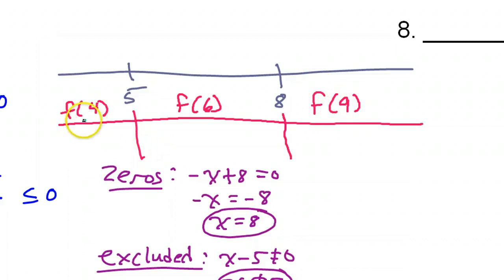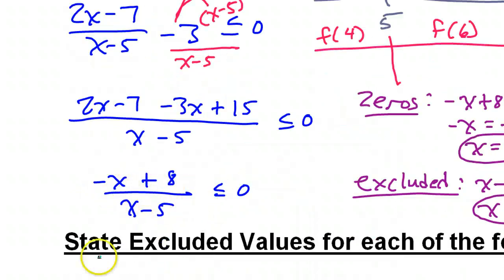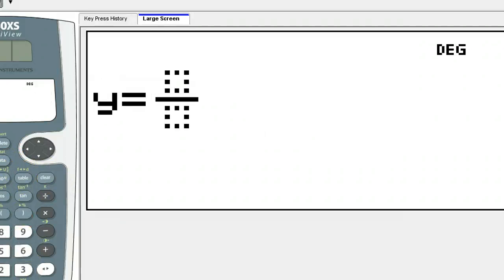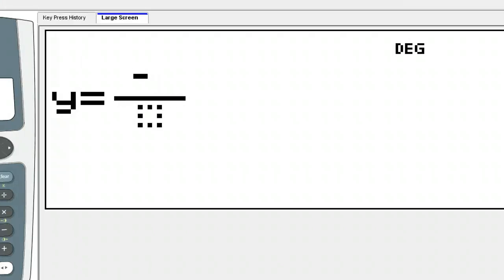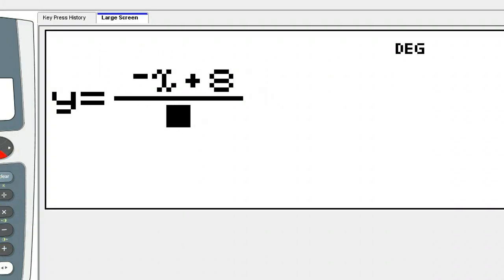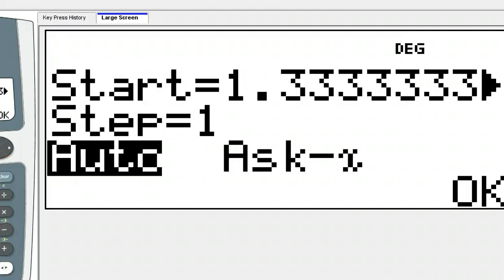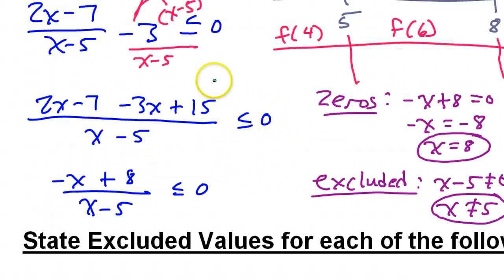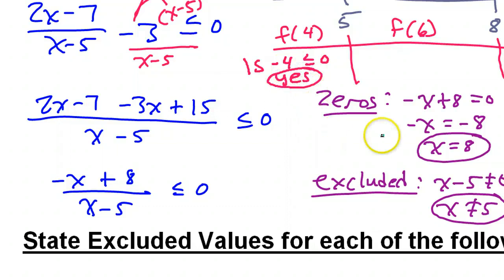Okay, so let's look at the function at 4. So I'm using this version of the function, negative x plus 8 over x minus 5. Okay, let's check it out. I'm checking out the value of the function at 4. At 4, we have negative 4, okay? So hold that in your brain. Now, we want the function to be less than or equal to 0, so we ask ourselves, is negative 4 less than or equal to 0? And the answer is yes, it's negative, so that's cool.